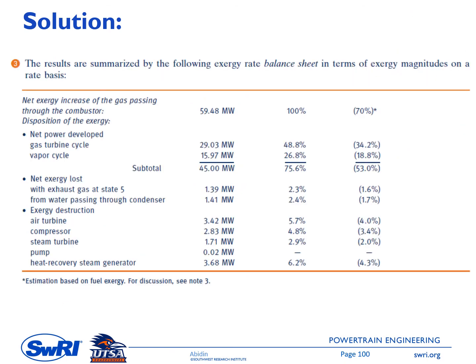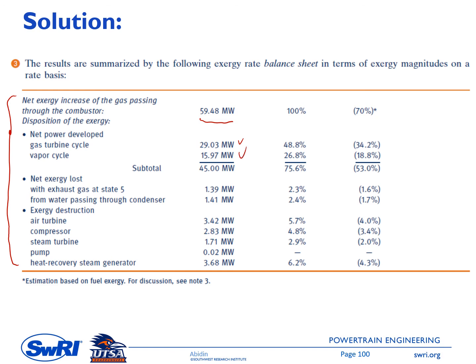And this is the summary of the exergy analysis. The first column shows the name of the item. The net exergy increase of the gas passing through the compressor to the combustor is 59.48. This means this is 100% of the exergy coming into the system, and this is what we pay. The next one is the net power developed by the gas turbine and then by the vapor cycle. This is directly the net work.